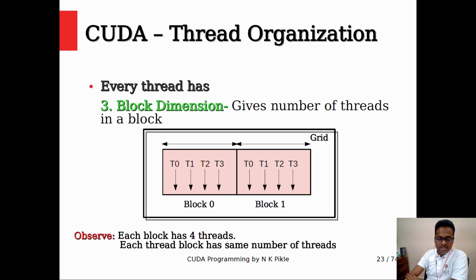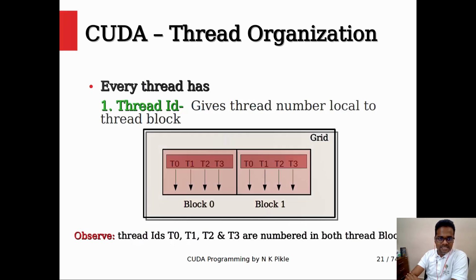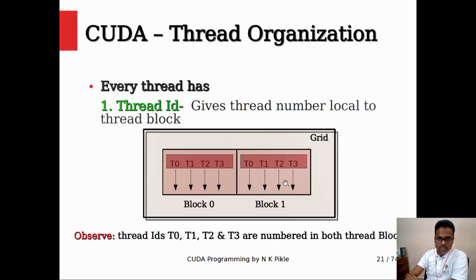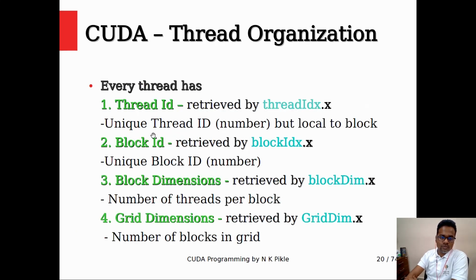Similarly, I'll be having another parameter, gridDim.x, which will give me how many blocks in total we have launched in this configuration. So in this case we are launching 2 blocks, so it will return 2. So for every thread we can retrieve these parameters: what is its local thread ID, which block it belongs to, what is the block dimension, that means how many threads per block, and how many blocks we have launched in total, that can be retrieved using this gridDim.x. So that's it for this introduction to thread organization.